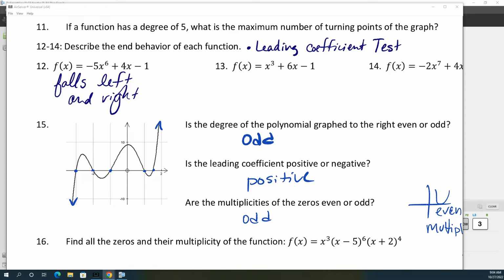Okay, odd leading or odd degree, like this is the degree 3. Means they're going to point in different directions. Positive leading coefficient means what's going to happen on the right? Rises. Opposite is going to be on the left, so falls. You guys try 14 on your own if you haven't done this yet, or if you don't feel like you did it right.